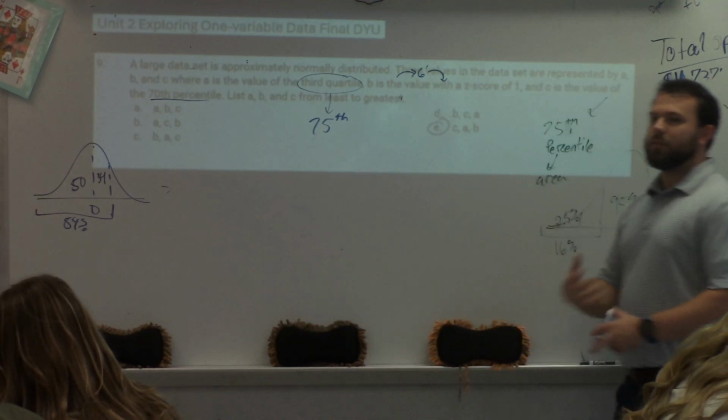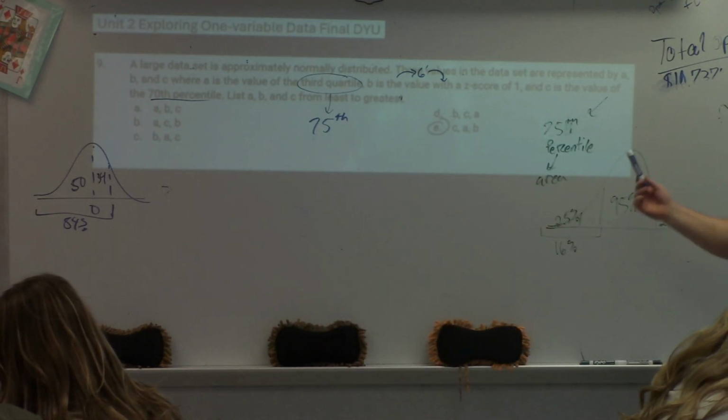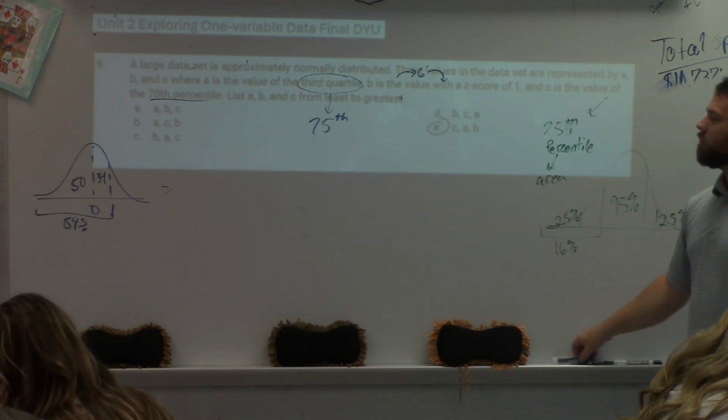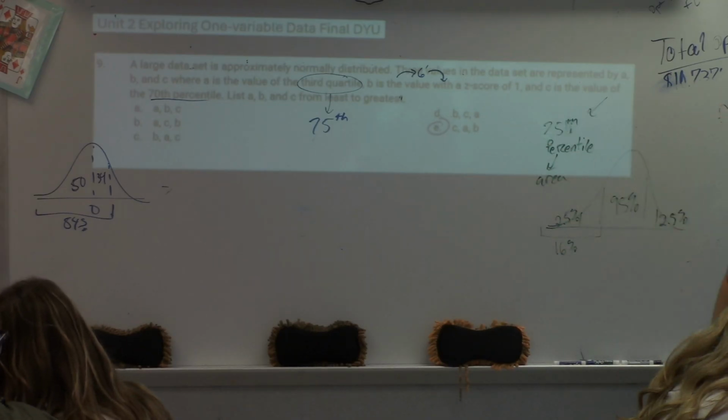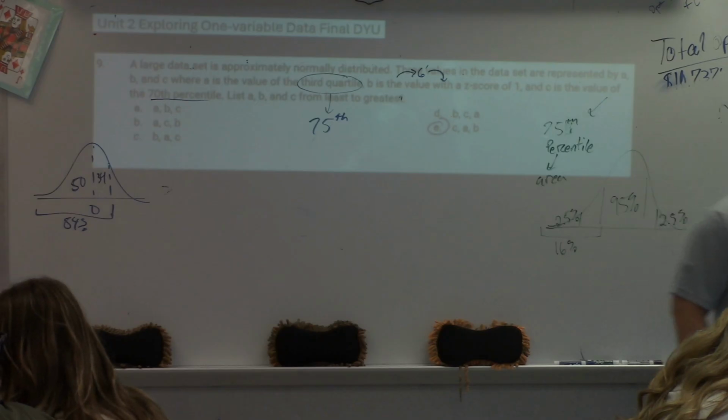So I found those percentiles. There's other ways you could do it. You could convert that 70th percentile to a z-score, 75th percentile to a z-score. It's not necessarily what I would do.